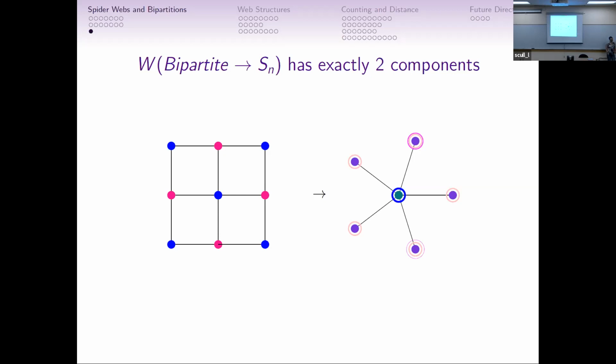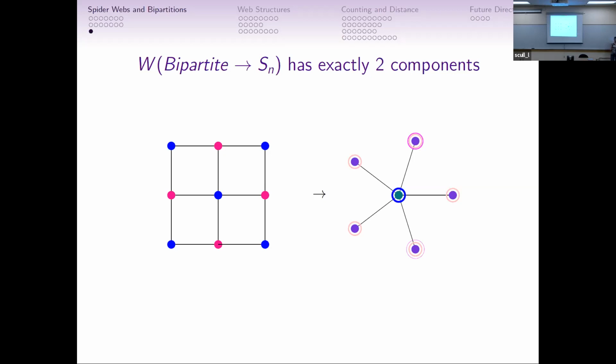I'm going to look at it and say, did a pink vertex map here? If so, I know that all of its edges are going to be to blues in the domain, because the domain is bipartite. All of those map to the center. The center has edges to all of my peripheral vertices.